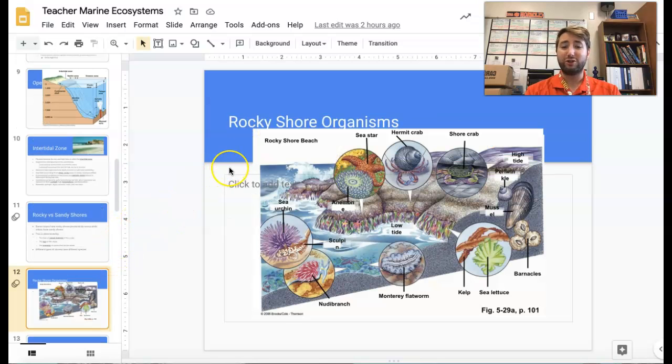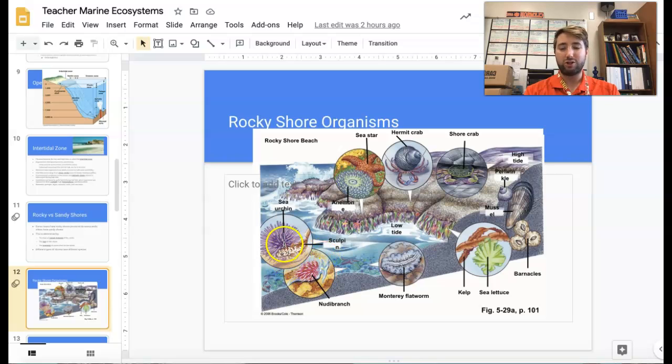All right, so here are some rocky shore organisms. And again, we've got things that are going to either burrow or things that are going to attach to stuff. So we've got a sea star, we've got an anemone, a hermit crab, we've got a shore crab, we've got all kinds of different weird things. These things called nudibranchs are really weird. They're kind of like slug-snail mixtures, and they go along the bottom. And they're brightly colored, and they're very poisonous, so things don't eat them.